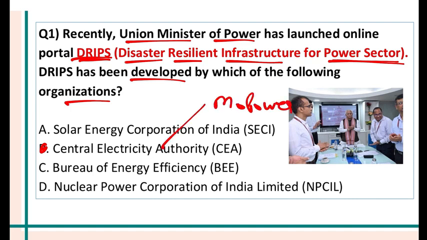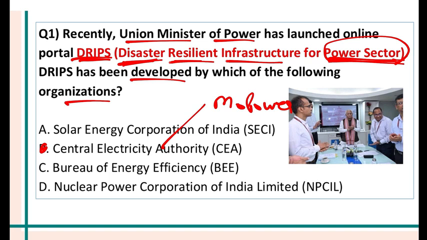So as the name says, disaster resilience. In the power sector, there can be a lot of disasters, like for example short circuit, fire, current, there can be multiple types of disasters. So basically, the Ministry of Power has launched DRIPS portal. This will allow for very quick identification and deployment of necessary resources to ensure that the power sector disruptions are addressed promptly and efficiently in a disaster-like situation. Sometimes the disaster can be big and therefore it can lead to power outage, which can affect a lot of people.